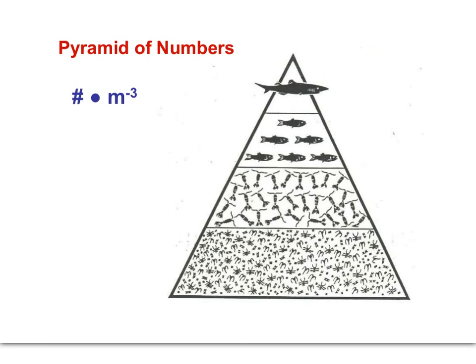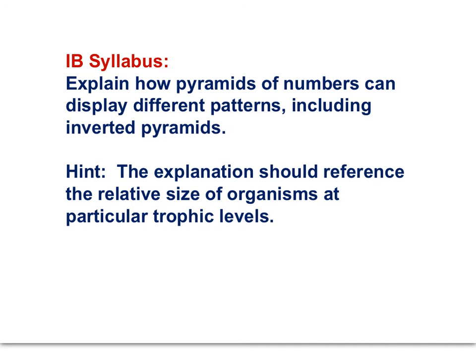Here is a marine pyramid of numbers. Remember to avoid drawing any pyramid as an equilateral triangle. Use the stepped pyramid to accurately represent what's going on, which is the underlying decline in available energy through the system due to the second law of thermodynamics. And like biomass pyramids, numbers pyramids can also be inverted.